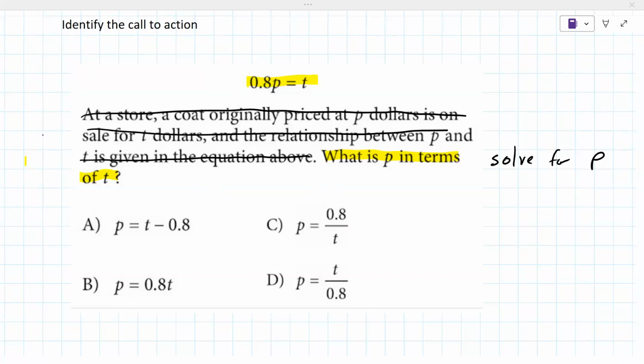How did you solve the previous problem when there was a number in front of P? Divide. But if I divided, wouldn't I just get P equals T? Oh wait. Oh, probably C or D then. Great. Is it D? It is D. Okay. Good.